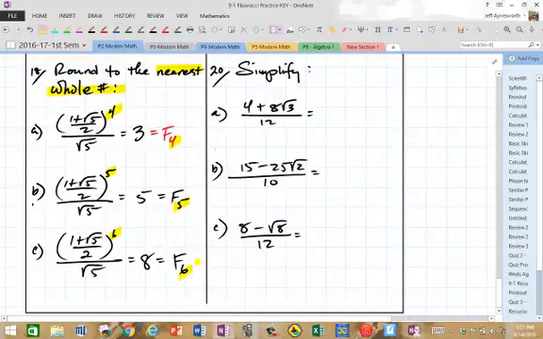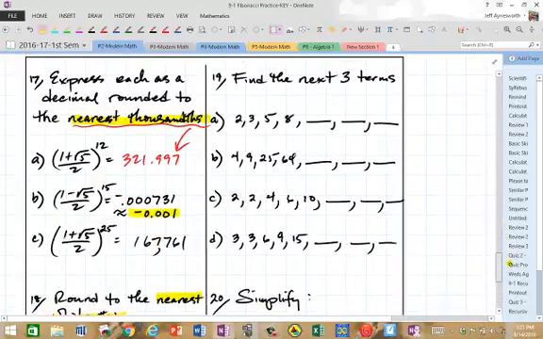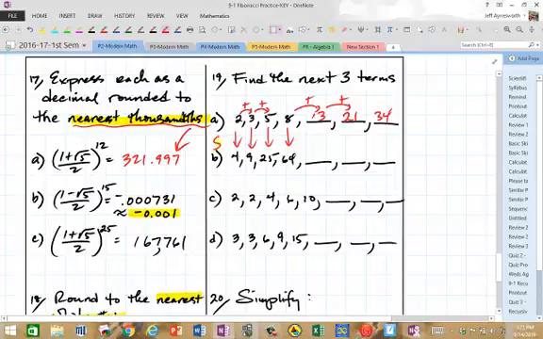All right, almost done. Let's find the next three terms. So you add these two to get 5, and then add these two to get 8. So 5 plus 8 is 13, and 8 plus 13 is 21, and 21 plus 13 is 34. It's the Fibonacci numbers starting at 2. Okay? And look at this. 2 squared is 4, 3 squared is 9, 5 squared is 25, 8 squared is 64, 13 squared is 169.